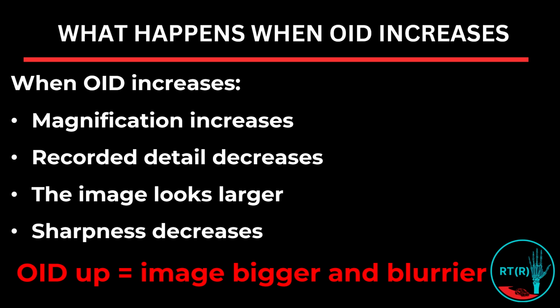What happens when OID increases? Magnification increases, recorded detail decreases, the image looks larger, sharpness decreases. When the object is further away from the image receptor, the X-ray beam has more room to diverge before it hits the detector. That makes the structure appear larger. Increased OID also reduces recorded detail, so the image becomes less sharp. This is why anatomy should usually be positioned as close to the detector as possible. Remember, OID up equals image bigger and blurrier.